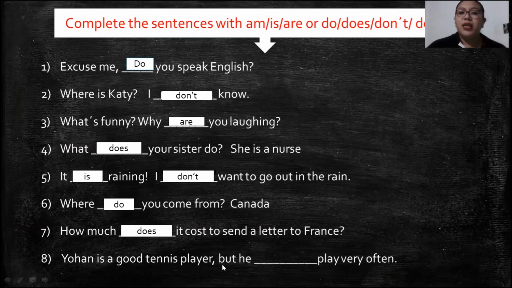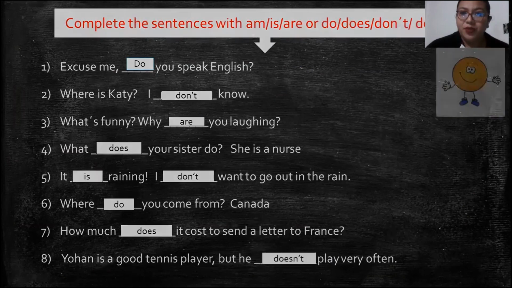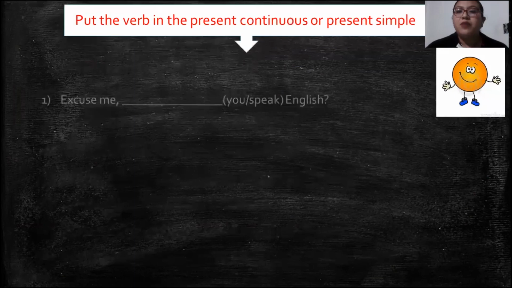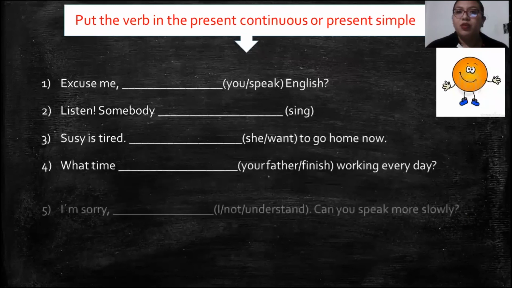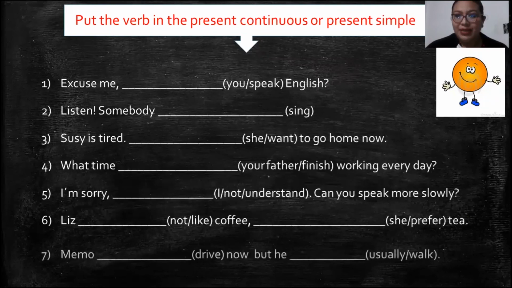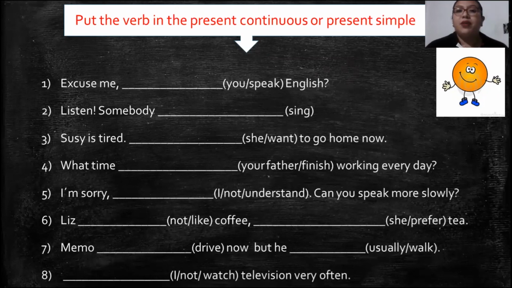Johan is a good tennis player, but he plays very often. Here I am using very often. This is a frequency adverb. And remember that when we use a frequency adverb, we use simple present. Okay? So here we have some more activities. In this case, we need to complete them using present continuous or present simple. Okay? For example, excuse me, speak English. Okay, so the complete question would be, excuse me, do you speak English?